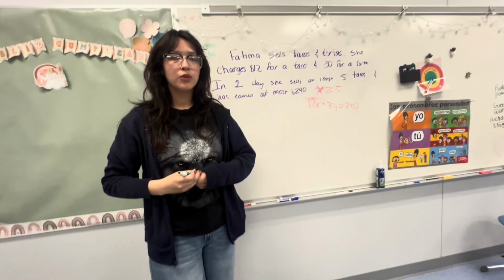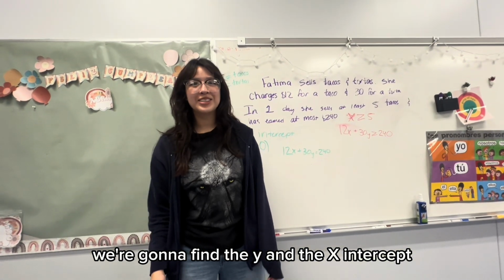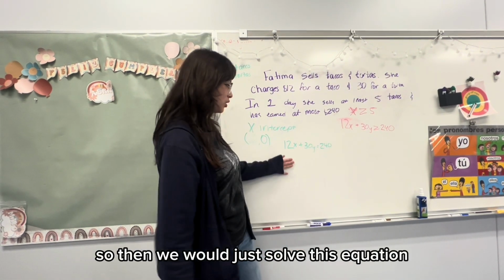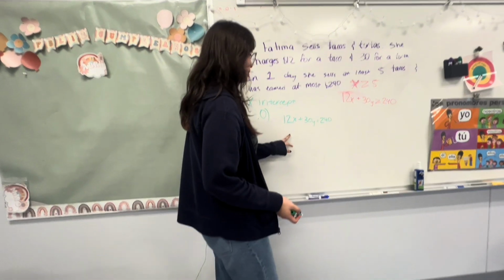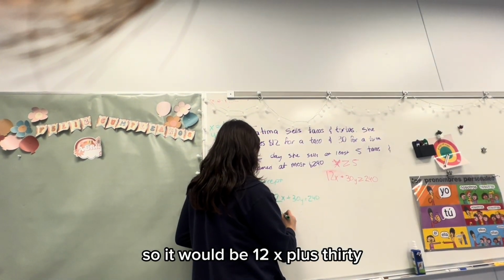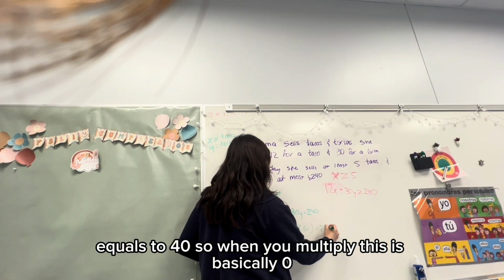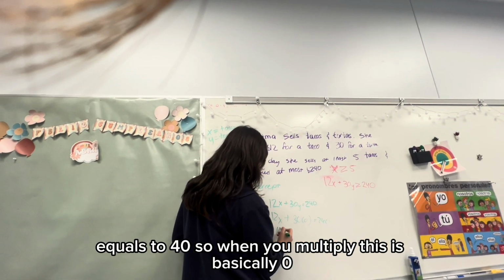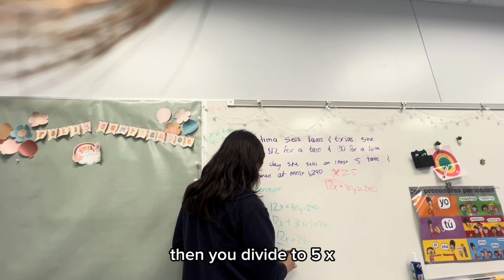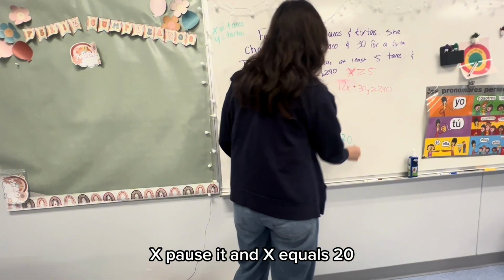Okay, we're going to find the y-intercept and the x-intercept. To find the x-intercept, we need to make y 0. So then we would just solve this equation. You would substitute the y for 0. So it would be 12x plus 30 times 0 equals 240. When you multiply this, it's basically 0. So 12x equals 240. Then you divide by 12, and x equals 20.